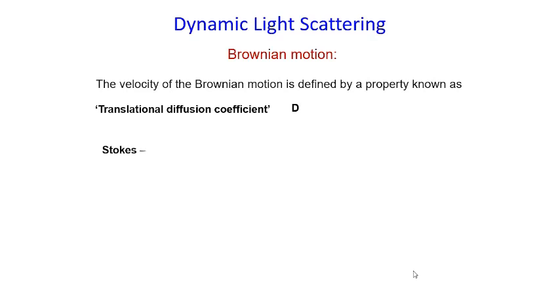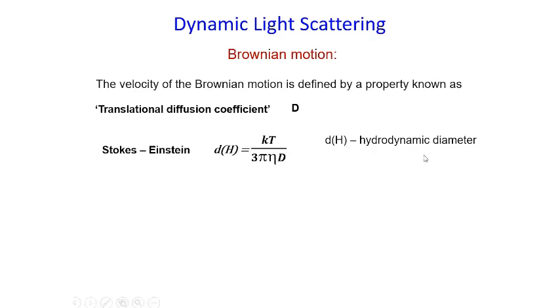And the D is related to the size of the particles by the Stokes-Einstein equation, which is given as follows, wherein dH is the hydrodynamic diameter. So here the particle size is defined by this hydrodynamic diameter, and I'll come to that in a moment. K, as you know, is the Boltzmann constant, and eta is the viscosity of the solvent.